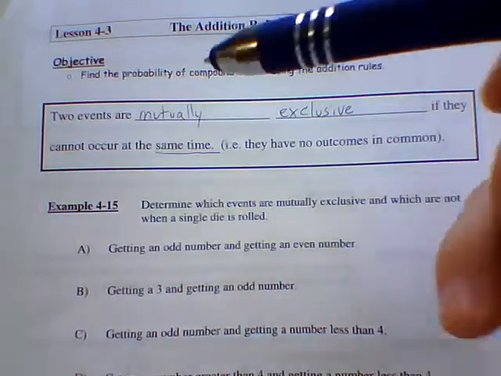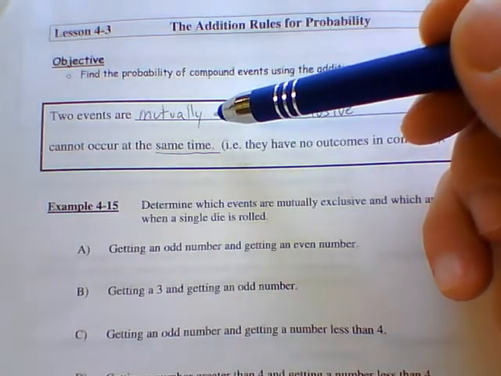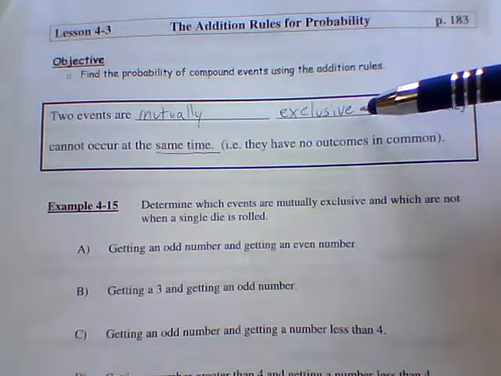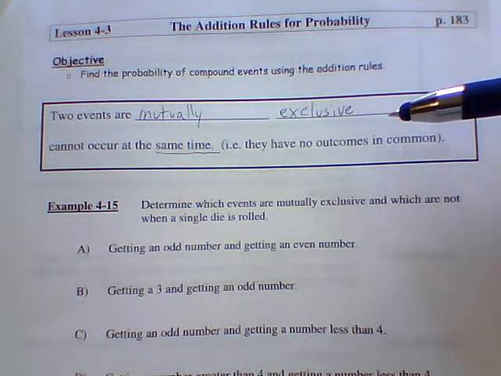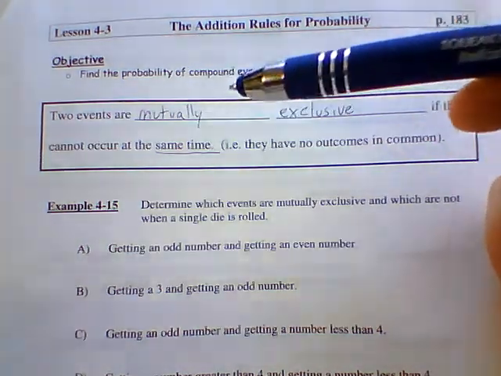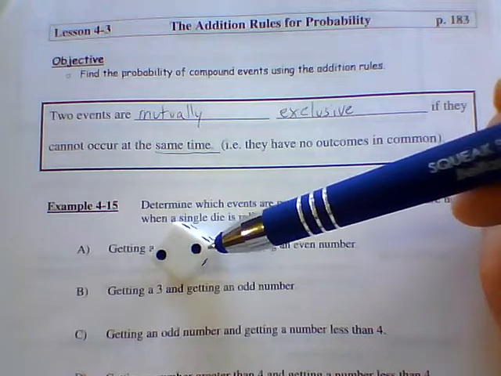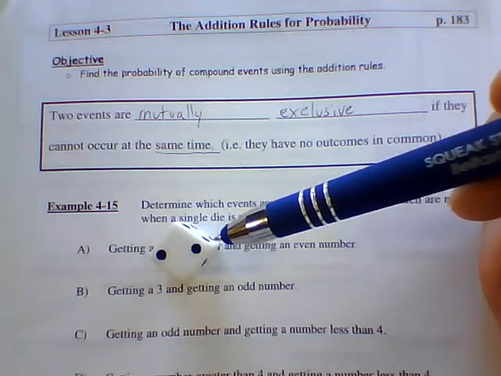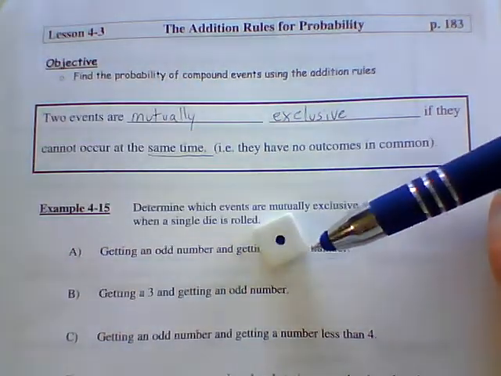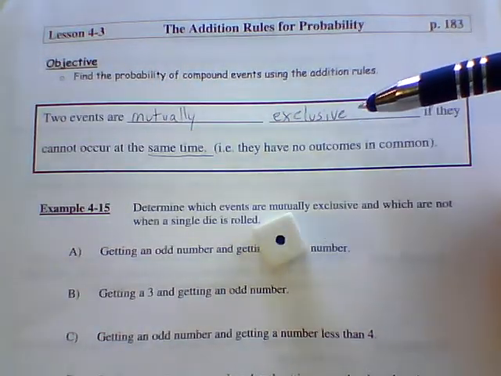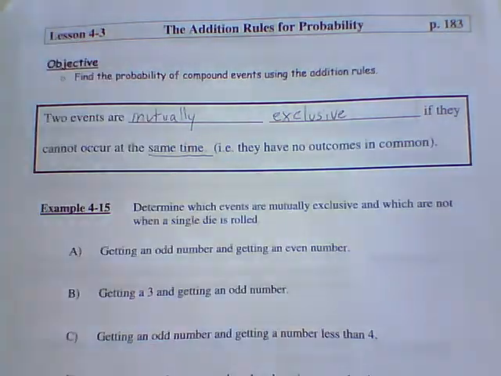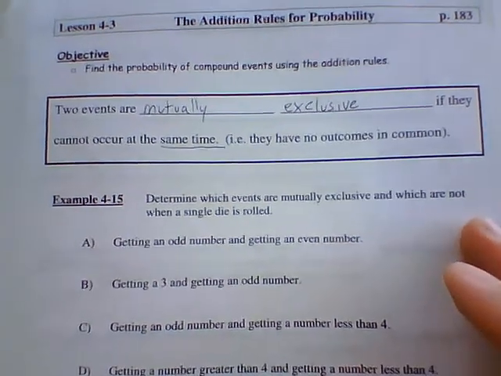Mutually exclusive kind of makes sense. Mutually means both things, like I do something and you do it also. That's mutual. And exclusive is where you kick out other people and you don't let others attend. So the evens exclude all the odds. At the same time, the odds exclude all the evens. They are mutually exclusive. I'm hoping that makes sense.